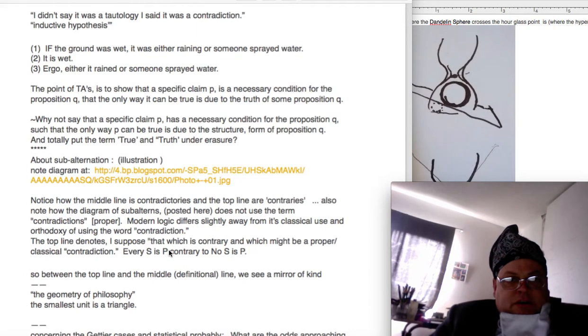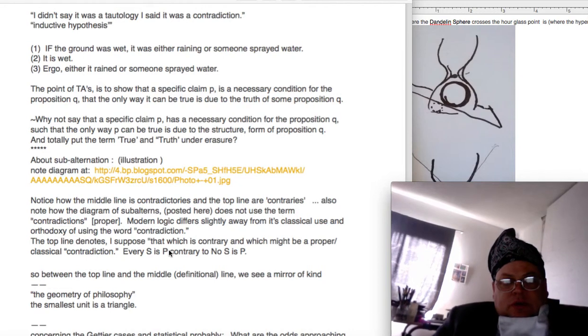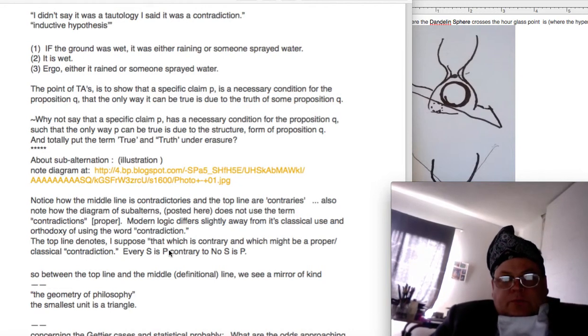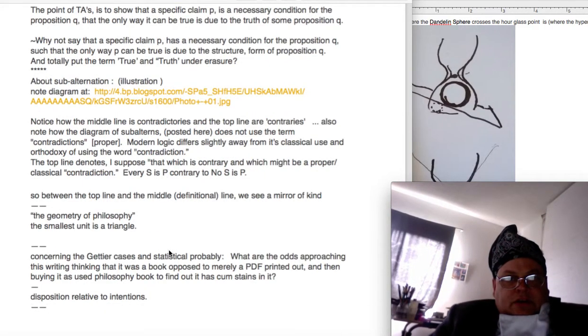The point of TAs is to show that a specific claim P is a necessary condition for the proposition Q, that the only way it can be true is due to the truth of some proposition Q. Why not say that a specific claim P has a necessary condition for the proposition Q, such that the only way P can be true is due to the structure, form of proposition Q, and totally put the term true and truth under erasure. About subalternation, illustration, note diagram at this particular blog spot.